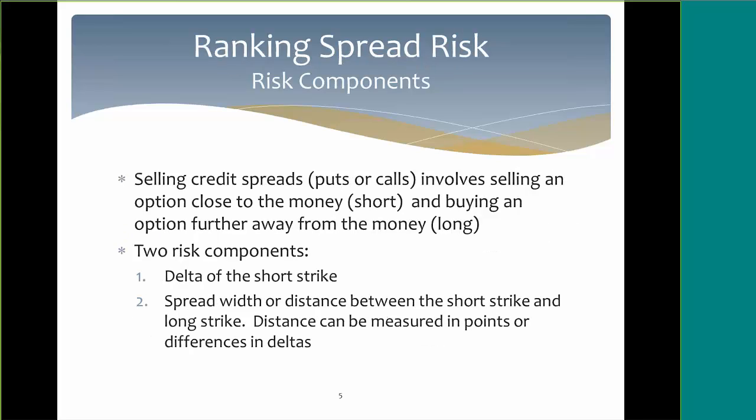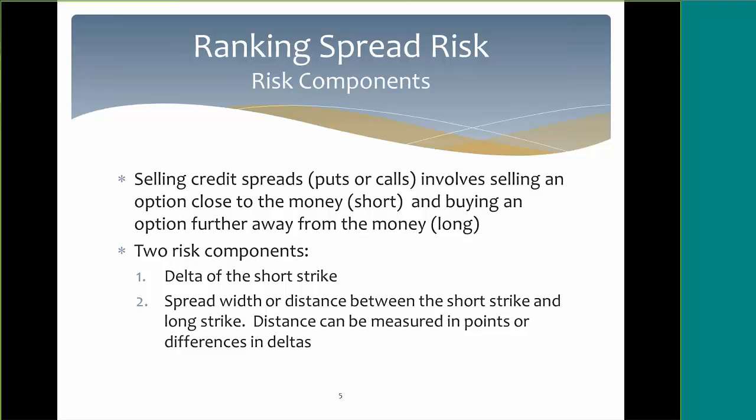So when selling credit spreads, whether it be puts or calls, it's pretty simple. You're selling an option that's close to the money or closer to the money, that's your short, and you're buying an option that's further away, that's your long. So to me, there are 2 primary risk components to a spread. The first one is the delta of the short strike, and the second one is the distance between the short strike and the long strike. Most of the time we refer to that distance in points, but you could also look at it in terms of the difference in deltas.